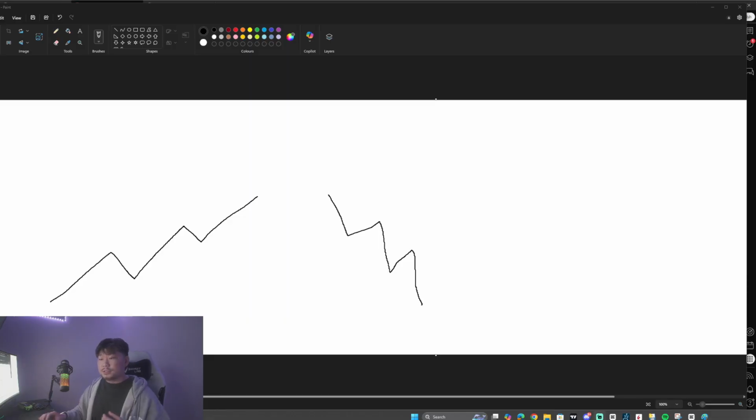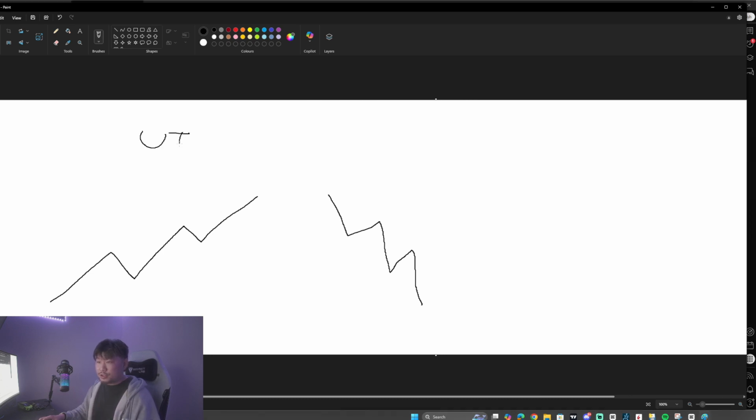Alright, let's get started. So, market structure sounds a little bit complicated, but really it's not. It's pretty much just the structure of the market. I know, pretty simple. But just look at these two drawings that I have drawn over here. What you'll notice is that over here on the left we have an uptrend, and on the right over here we have a downtrend. This is pretty much what market structure is, right?